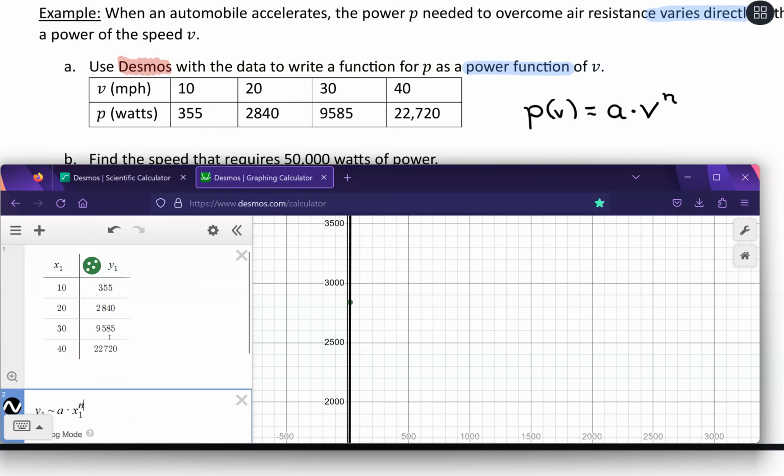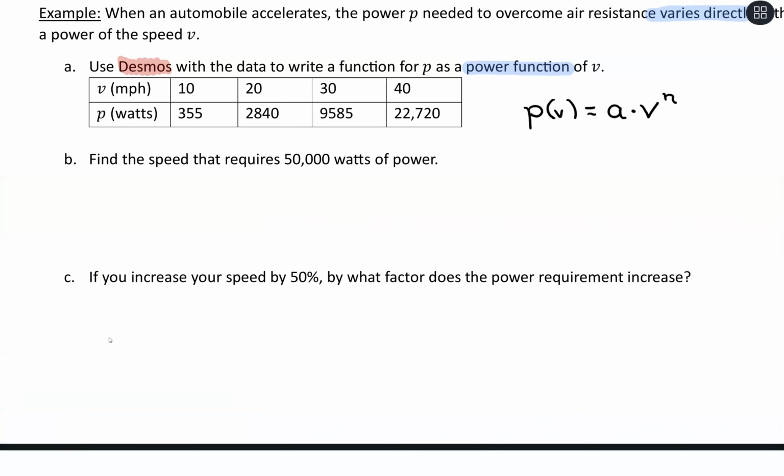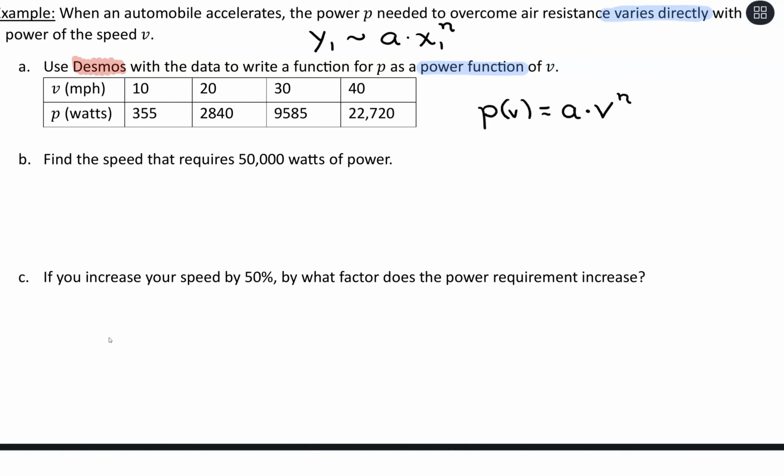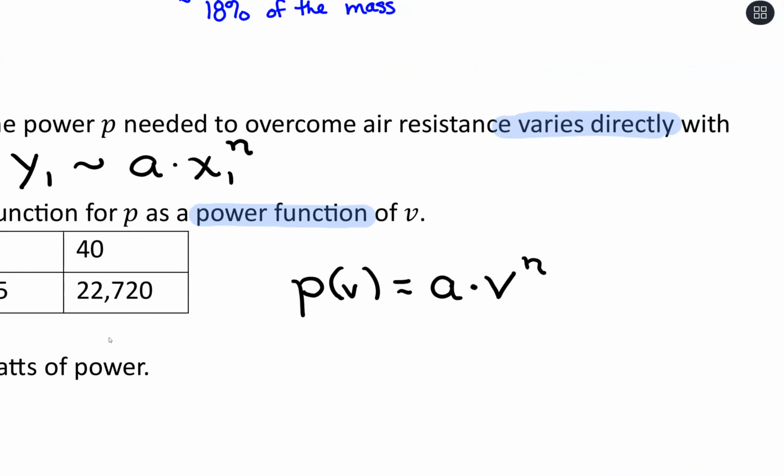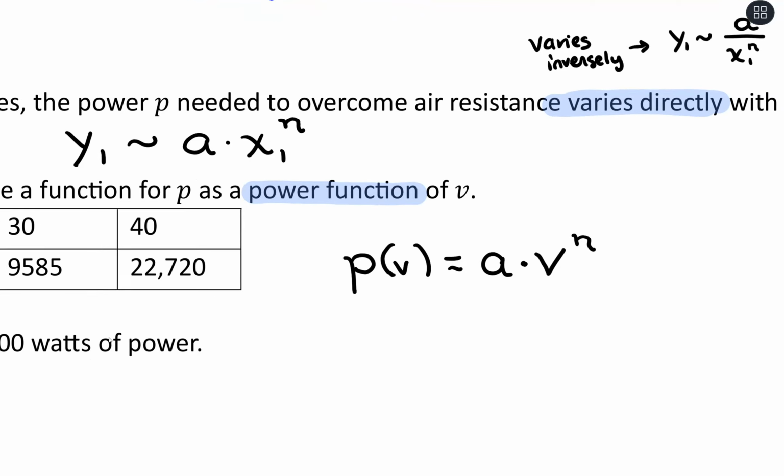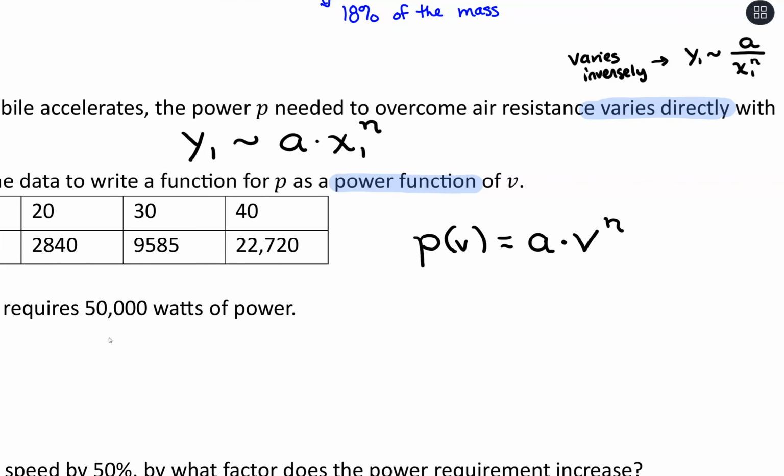So I plugged in values into the table, and then I'm going to go ahead and write this on my paper so that you can use it again. I plugged in y1 tilde a times x1 to the power of n, because we have a power function. And just so you know, say this had said varies inversely. If it had said varies inversely, what would have changed is where our exponent raised to the power appears. So I would have written it as y1 tilde a over x1 to the n. So if it was inversely, x1 to the n would go in the denominator. But since this was varies directly, we didn't have to divide.